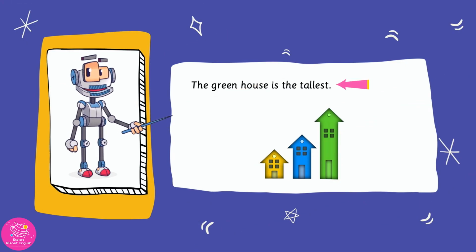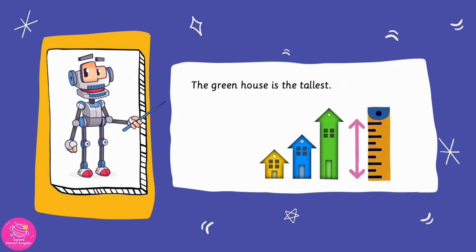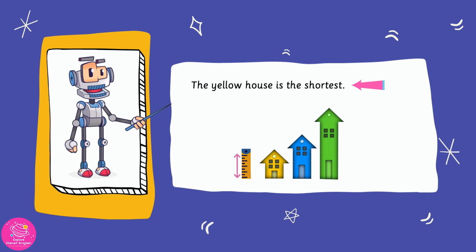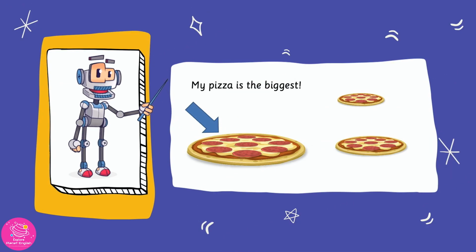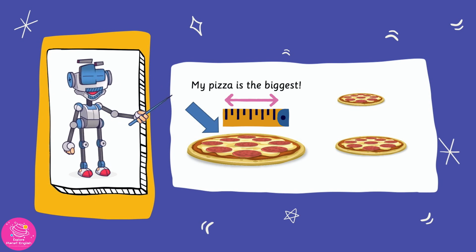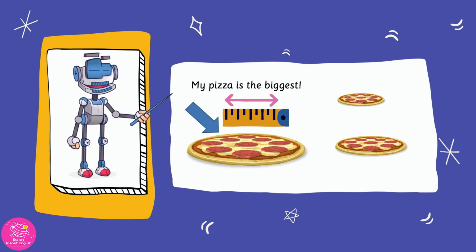The greenhouse is the tallest. It is taller than all the other houses. The yellow house is the shortest. My pizza is the biggest. I love pizza.